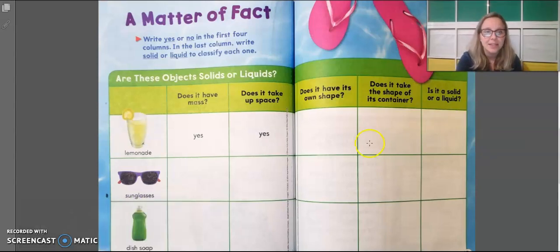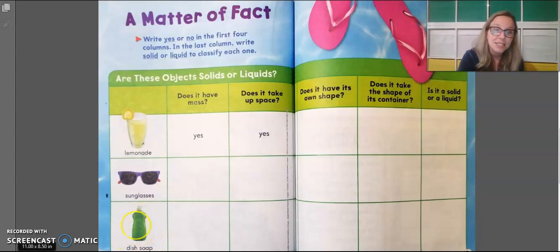Let's look at the sunglasses here. Does it have mass? Yes. Okay, all matter has mass. It takes up space, right? Does it take up space? Yes. Does it have its own shape? Yeah, so sunglasses are going to stay sunglasses. If we put them in a glass or pour them in a bowl, they're going to stay in the shape of sunglasses. Does it take the shape of its container? No, it stays the shape that it is, so it is a solid. You could put an S or write the word solid.